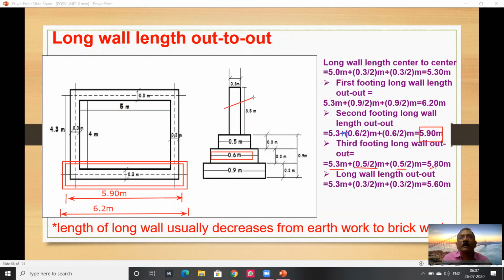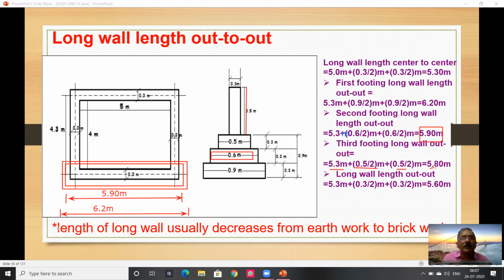Now this long wall we have to calculate. The height is 3.5 meters, and we have to calculate the length; the width is 0.3 meters. So the long wall is 5.3 meters plus 0.3 by 2 plus 0.3 by 2, giving 5.6 meters out to out of your long wall, that is 5.6 meters.